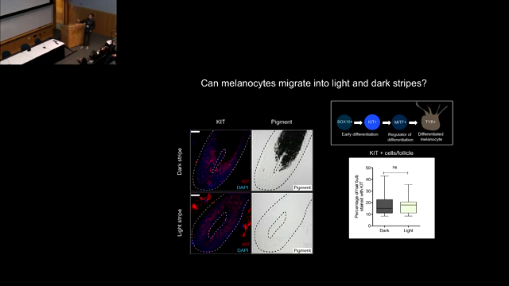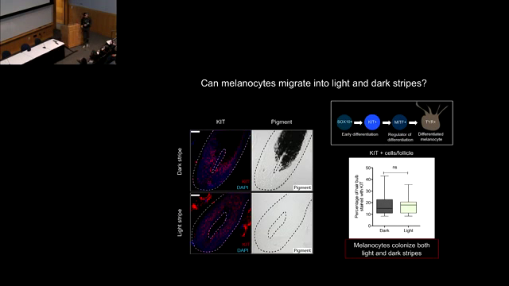And as you can see here, we have a very good amount of melanocytes in the dark stripe. We also see a good amount of melanocytes in the light stripe. And so here is what happens when you quantify this. We actually see that there's no difference between the number of melanocytes found on either of the stripes, right? So this is a relevant result because it tells us that it's not a cell migration problem.